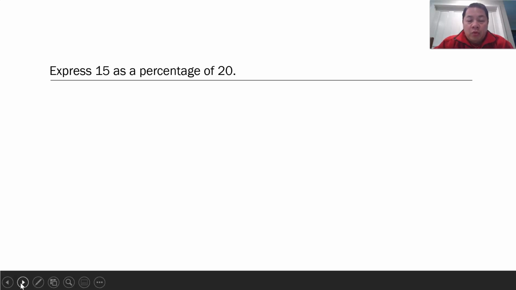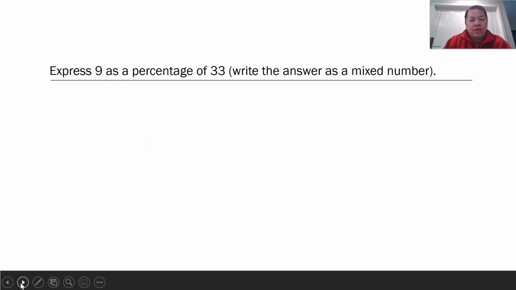So I will be using this term quite often during this session, so do remember the reason why we are using this term. Express 15 as a percentage of 20. So 20 is the base, so 15 out of 20 times 100%. You can simplify 20 and 100, you get nice numbers, and then from there 15 times 5, you get 75%. It's a very straightforward question.